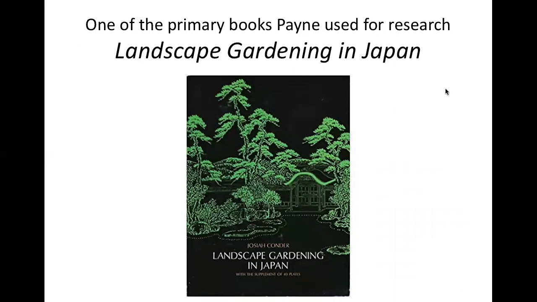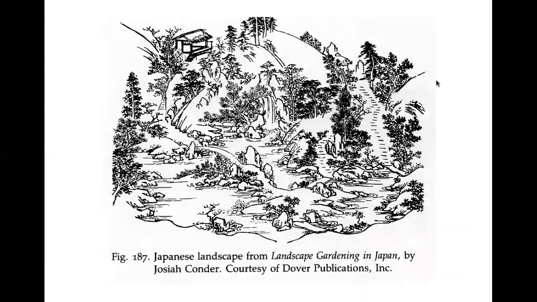But what I wanted to show you is this book that Darwin Reed Payne dug around in. It's a Dover book called Landscape Gardening in Japan. And one of the great things about Dover books is most of them are reprints of books from the past, and they're wonderful sources. So take a look at some of these illustrations that he got from that book. And notice what he's looking at here. He's got an overview of Japanese landscape and architecture.